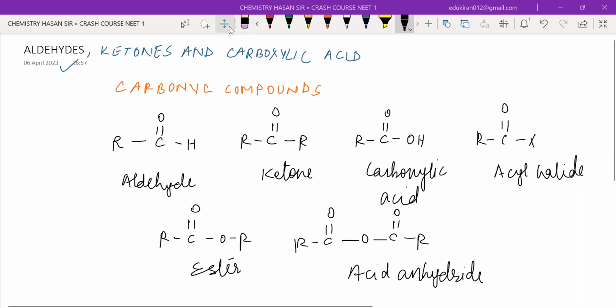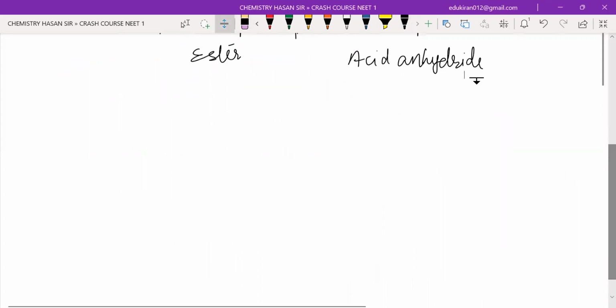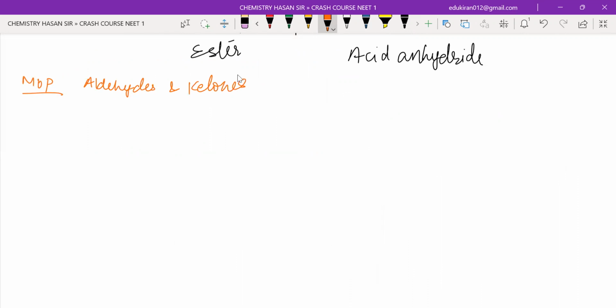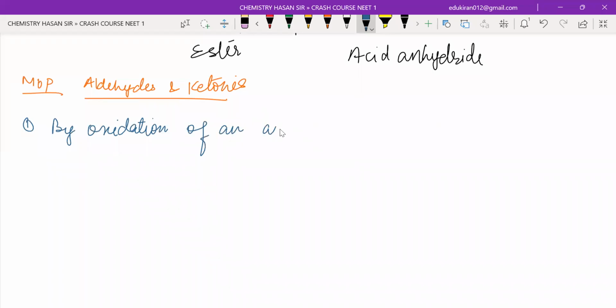Now, the main topic in this chapter is methods of preparation. So in methods of preparation, I'm going to take this from aldehydes and ketones. I'm just going to give you the first one, by oxidation of an alcohol.